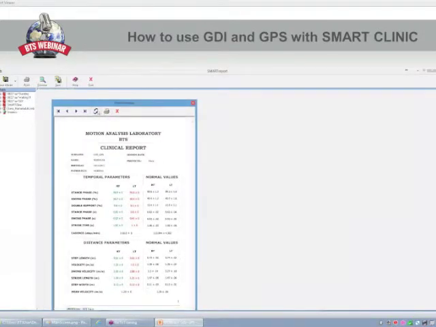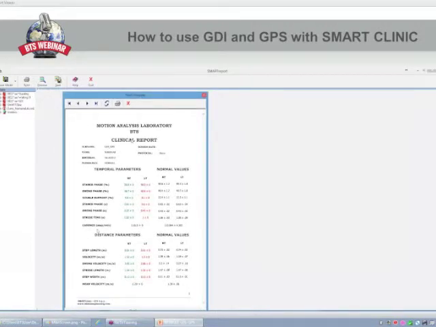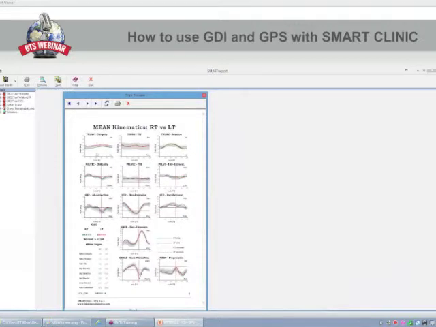As you can see, this is the standard report. On the first page you have the spatiotemporal parameters about the gait, and on the second page you have the information about the consistency, about the right kinematics of the joint. On the third page you will have the same about the left side, and on the last page finally we have the information about the mean 3D kinematics of the right side versus the left side, and there you have, as you can see, the information about the computation of the GDI.